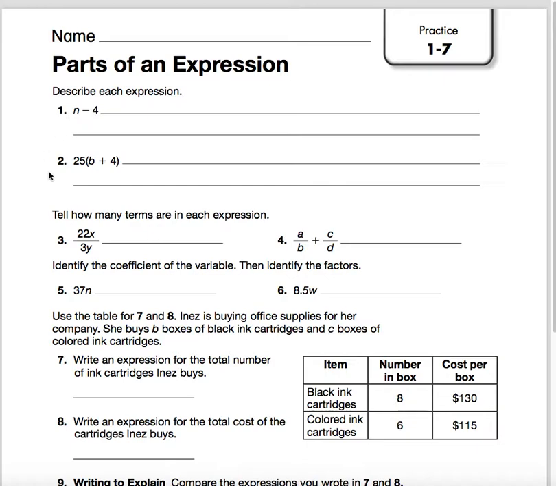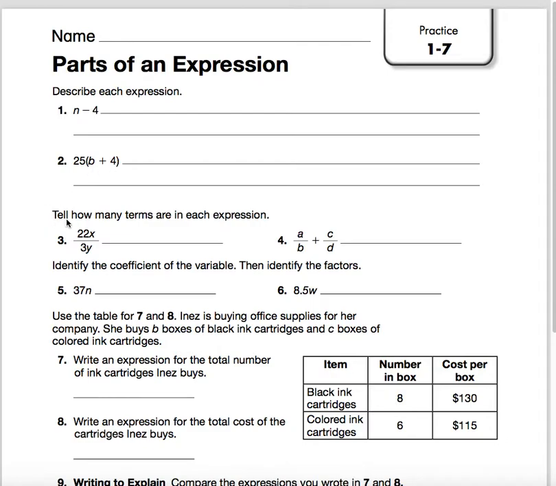If you look at number 2, you can see the expression has two terms. One factor is 25, and the other factor is the sum of b plus 4. So maybe that would help you. Just think of this as an expression with two terms and having one factor that is 25 and another factor that is b plus 4.